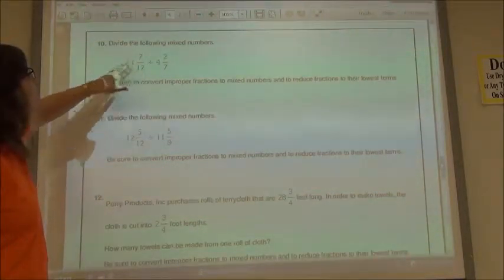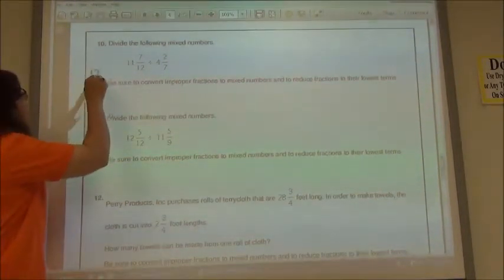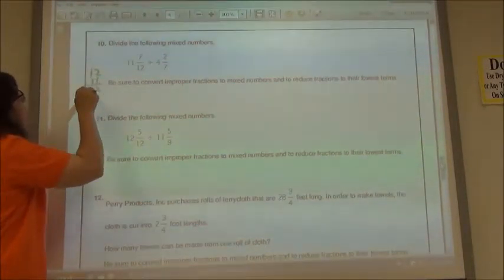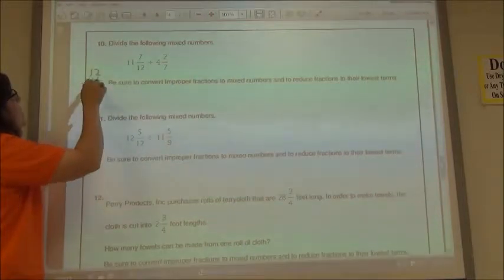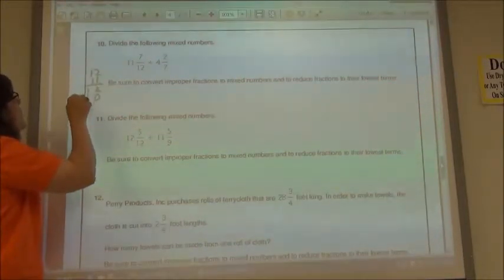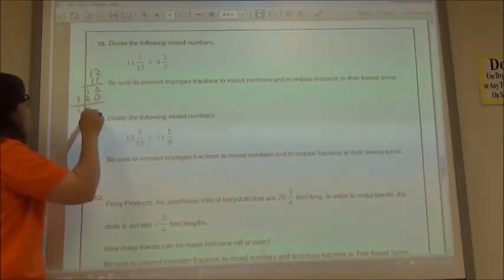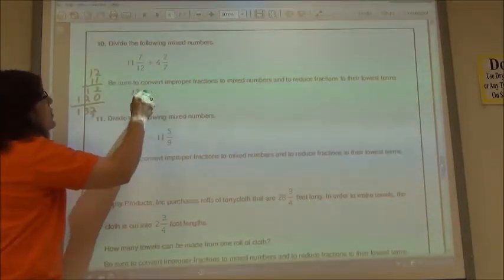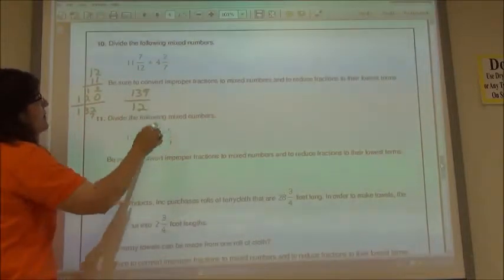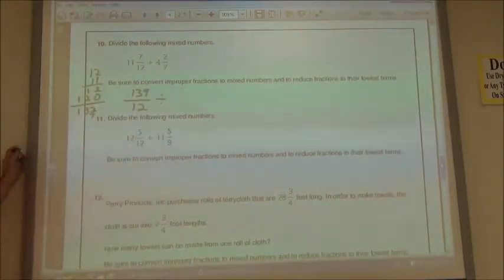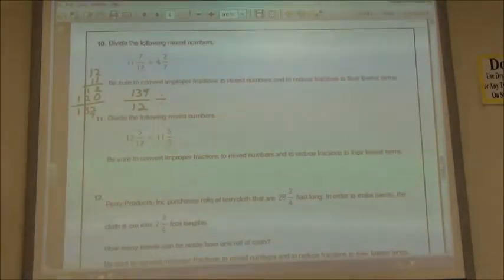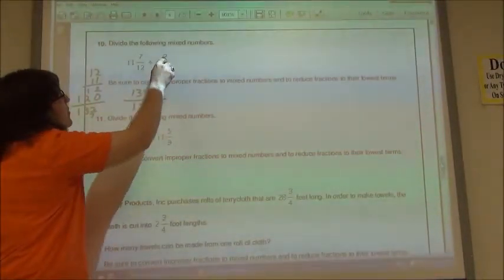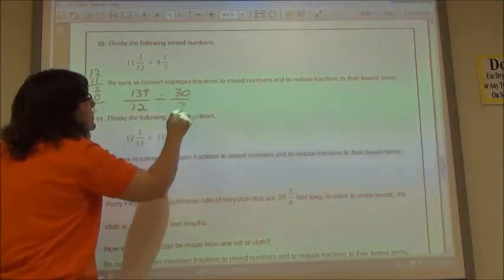I'm going to start by taking 12 times 11. I don't know that in my head, so I got to multiply it out. 1 times 2 is 2. 2 times 1 is 2. Bring my 0 down. 1 times 2 is 2. 1 times 1 is 1. So I get 132 plus my 7, which would be 139/12 then. This is still dividing for now because all I'm doing is changing to an improper fraction. 7 times 4 is 28, 29, 30, so 30/7.